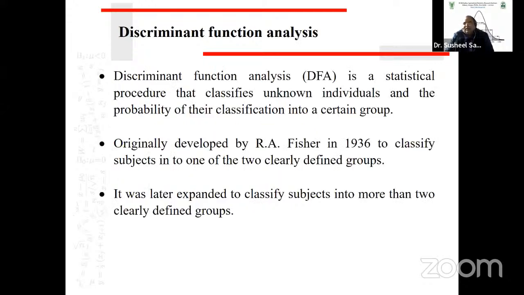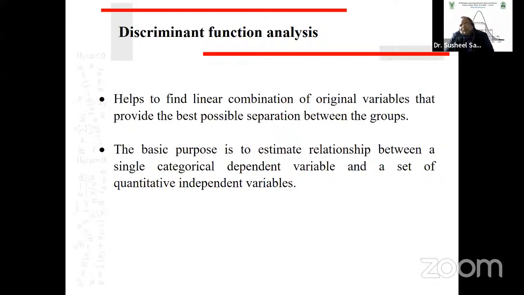Now, first of all, what is discriminant analysis? It is a statistical procedure that classifies unknown individuals into certain groups. So here, the groups are predefined, and if a certain individual comes with some attributes, in which group should he be allocated. Originally, this technique was developed by Sir Ronald Fisher in 1936 to classify subjects into two clearly defined groups. Later, it was expanded for more than two groups. It helps to find a linear combination of original variables that provides the best separating function between the groups.